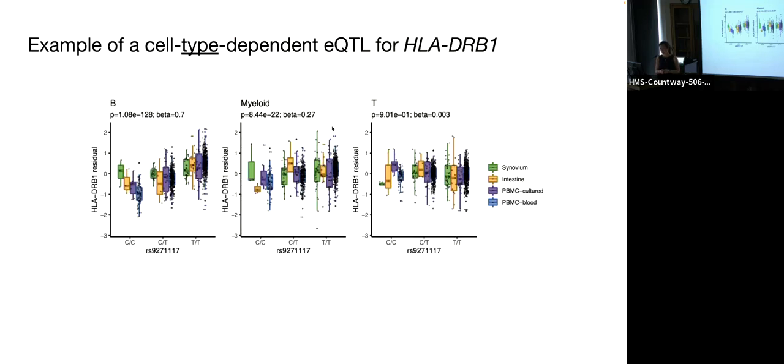And so by doing this, we can find EQTLs that are context dependent at the level of major cell types. So here's one example where this EQTL RS927 is the lead SNP for HLA DRB1 in B cells. And so you can see a very strong effect for this EQTL in B cells. However, the effect becomes weaker when you look at myeloid cells, and the effect is absent when you look at T cells. So this is kind of showing why it's really important to look at cell types when doing EQTL analyses.